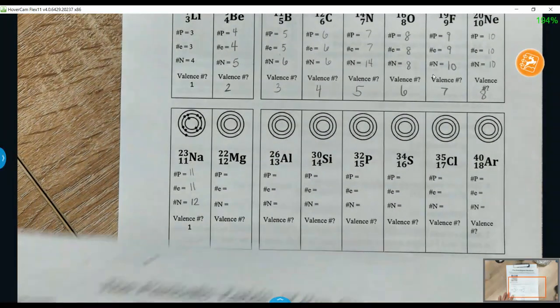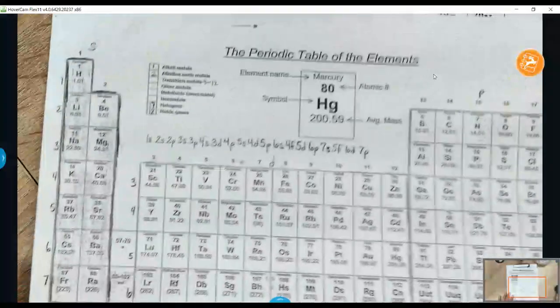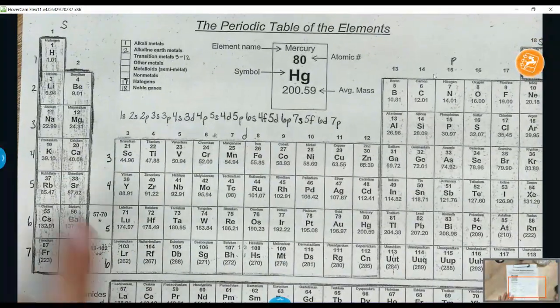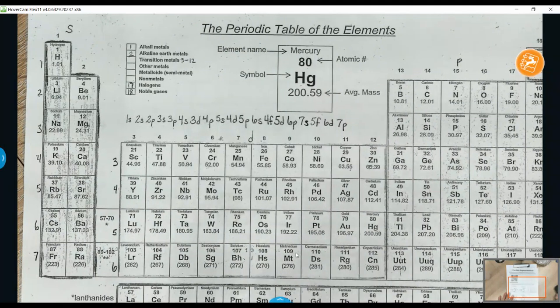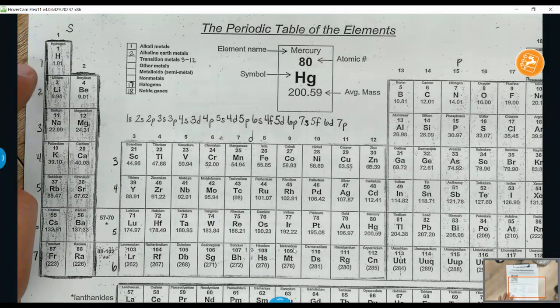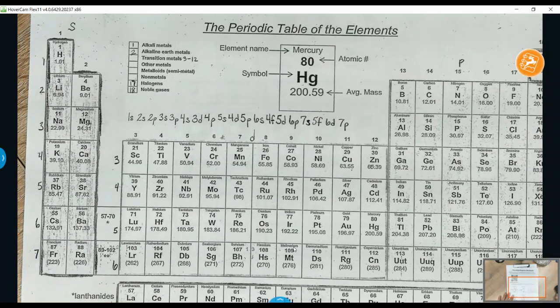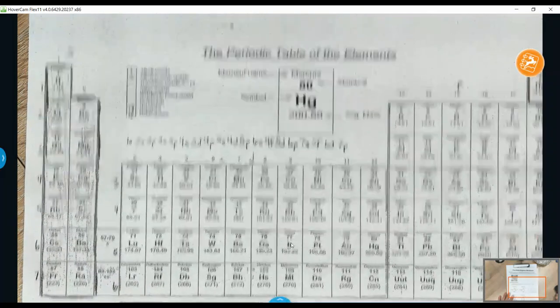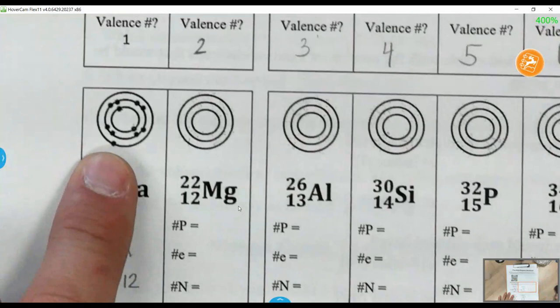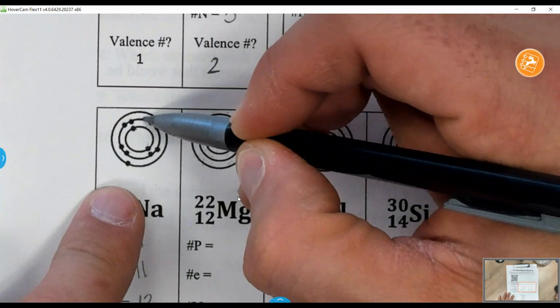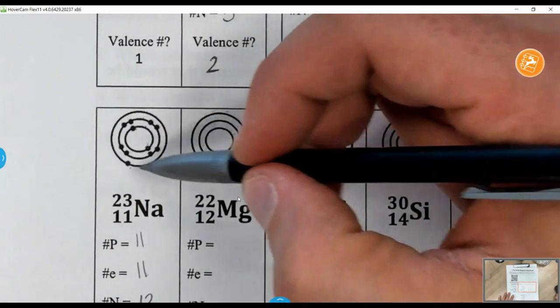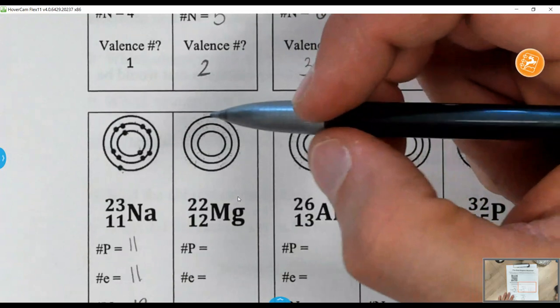Now let me look at this. What period is sodium in? Is it in period 1, 2, 3, 4, 5, 6, or 7? Period 3, right? 1, 2, 3. And notice that its outermost valence electron is in which energy level? Not the first one, not the second one, but the third one. And now that is why it has 1 valence electron.